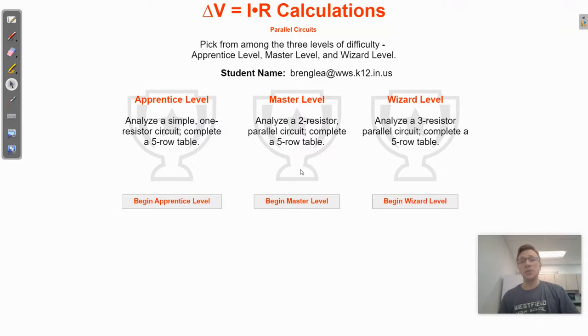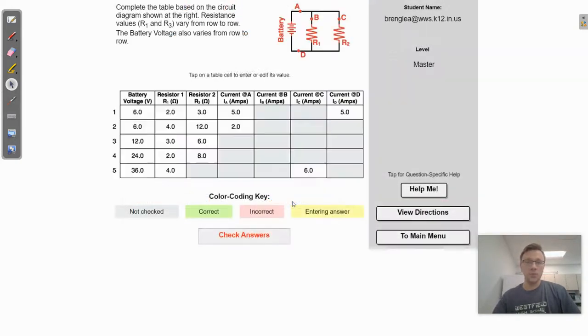As with the series circuit calculations, the apprentice level is just a one resistor circuit. So in this case, it's not even a parallel circuit. We're not going to cover that one, even though you may need to still complete it. Instead, I'm going to focus on the master and wizard level. In this video, I'll do master level, and then in another video, I'll do the wizard level. So let's jump right into the master level here.